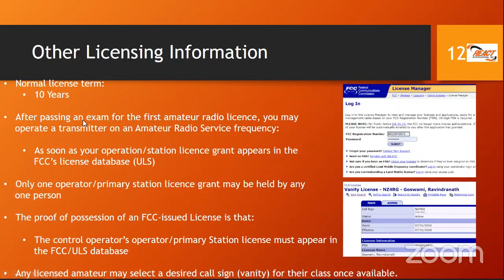Now, after you pass the exam, that means you sit the exam, whether you do it online or whether you actually go to the VEs and have an in-person exam, you will get a certificate. So you have passed the exam. And if that's your first exam, you can only operate, in the US anyway, only after the grant appears in the FCC database, what is also called the ULS, right? So online, the FCC, and I have some screenshots here just to show what it might look like. When you check the FCC's database, if you see your name with the call sign, then you can operate.